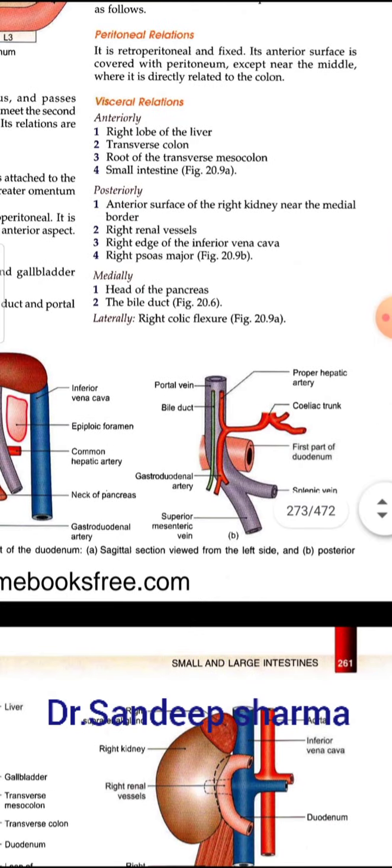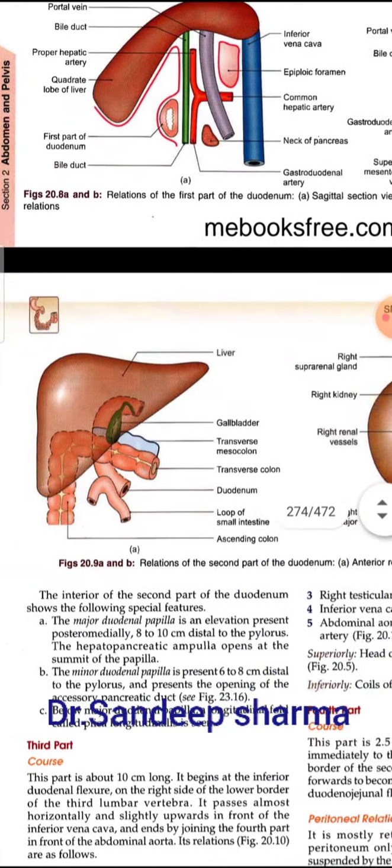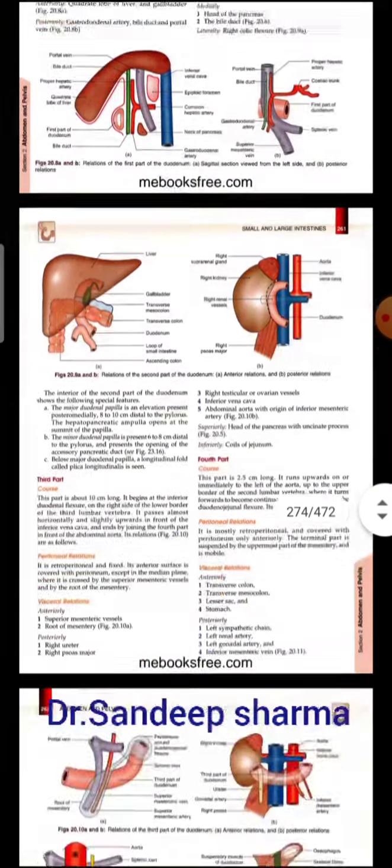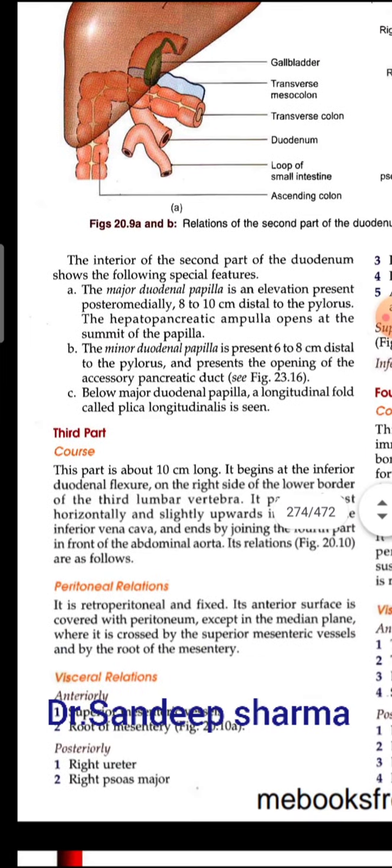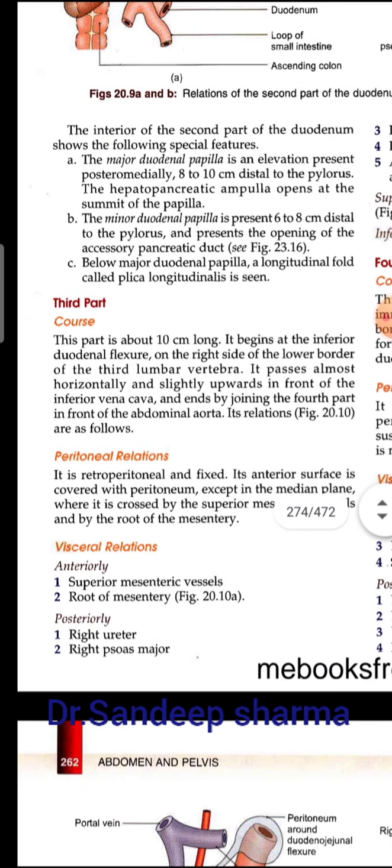Just have a look at the diagrams, and by that you can easily understand the things. And now the third part, which is 10 centimeter long, begins at the inferior duodenal flexure on the right side of the lower border of the third lumbar vertebra. You just keep that in mind.